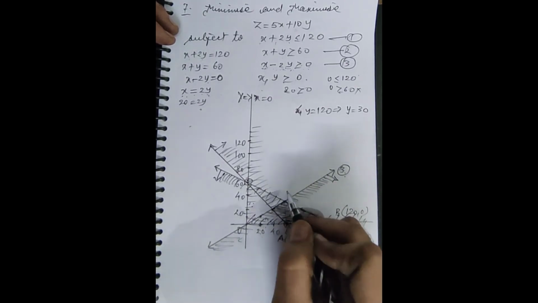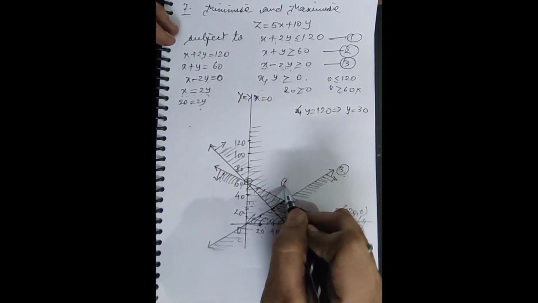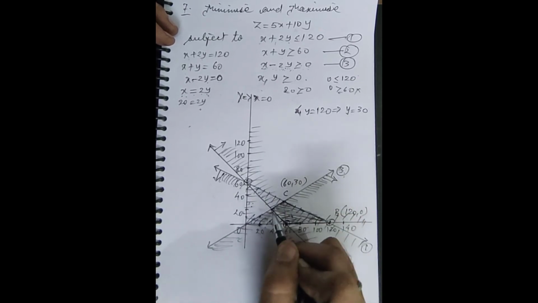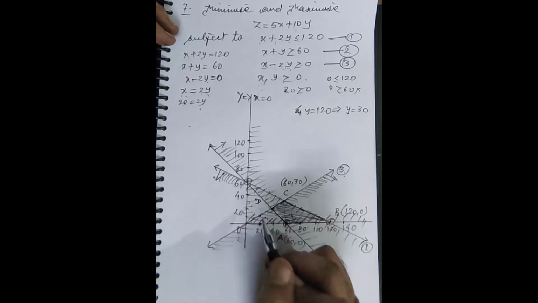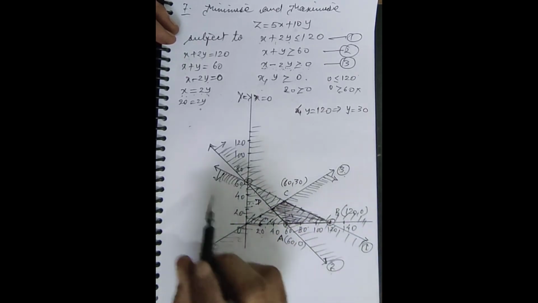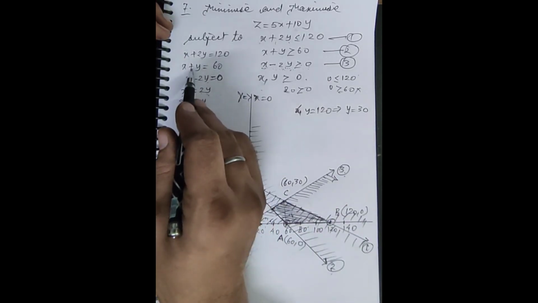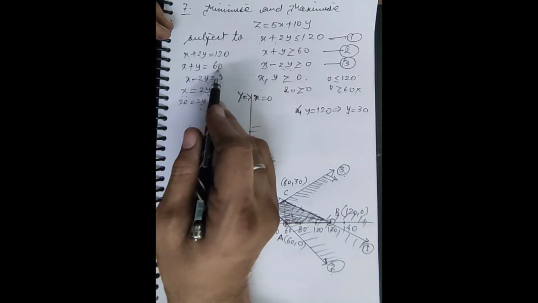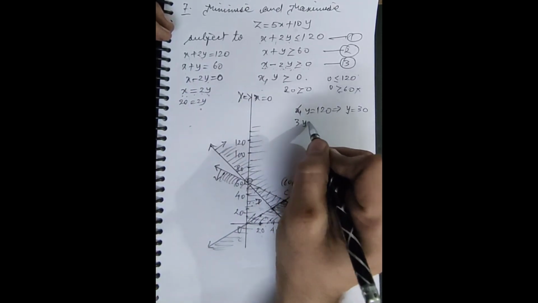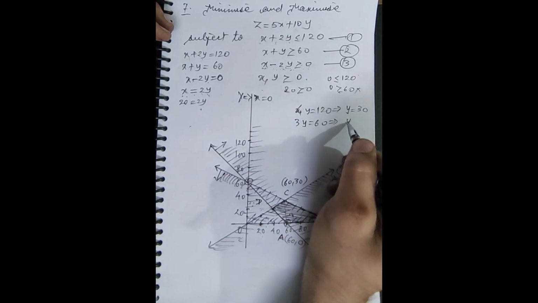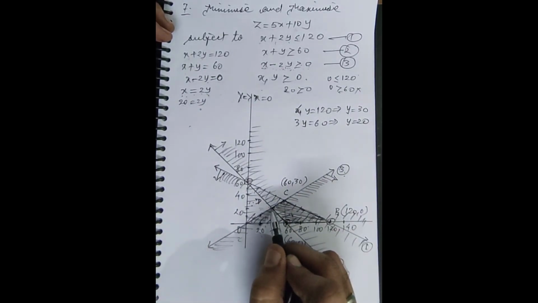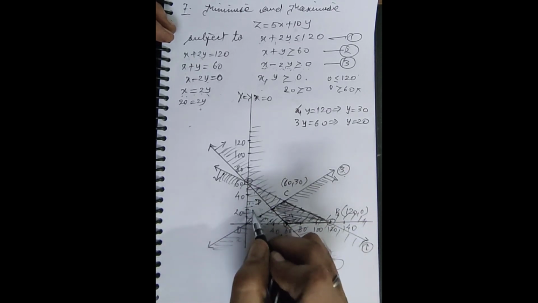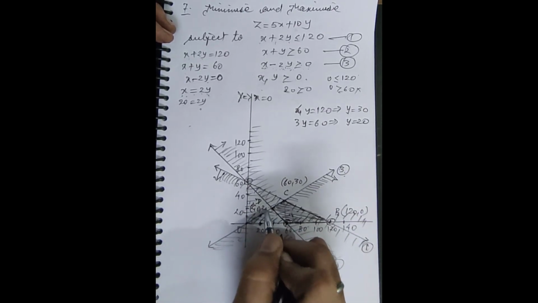So we will consider this as C, (60, 30). Here this is D. It is point D. So its coordinate will be obtained by again solving x equal to 2y with the second equation. So 3y equal to 60 gives us y is equal to 20 and x is 40. So this is (40, 20).